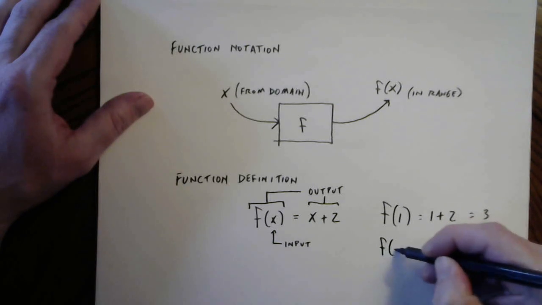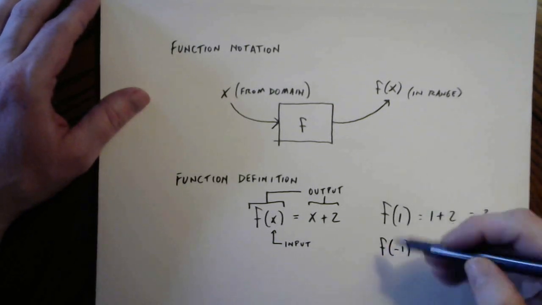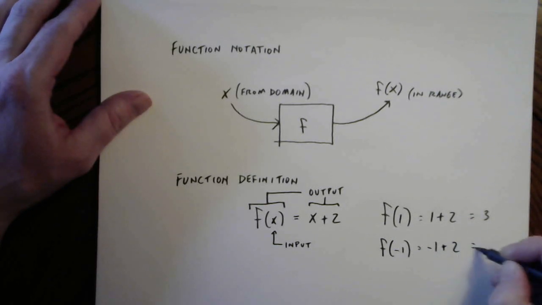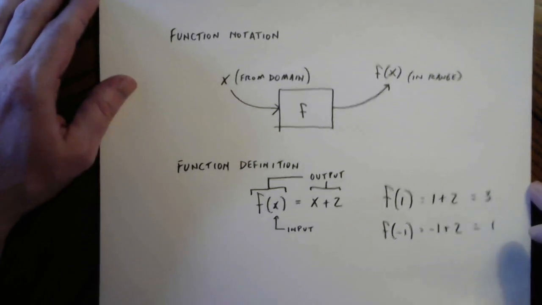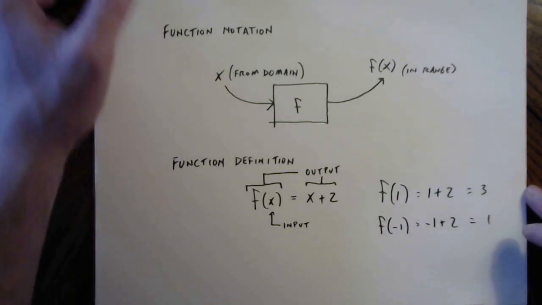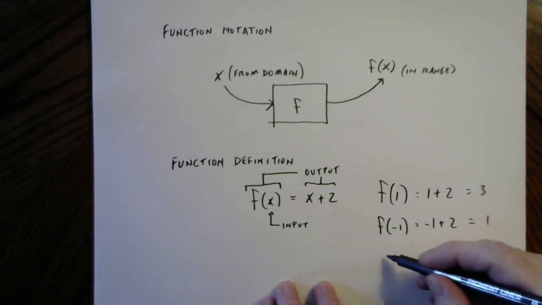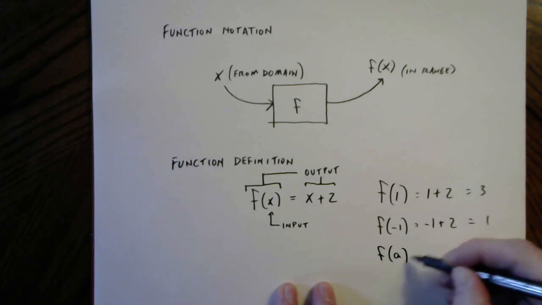What's f of, say, negative 1? Negative 1 is now the input. The output is negative 1 plus 2, and that's 1. They don't always have to be numerical. Okay, so this is where sometimes people get a little confused. How about, let's say, f of a, little a.